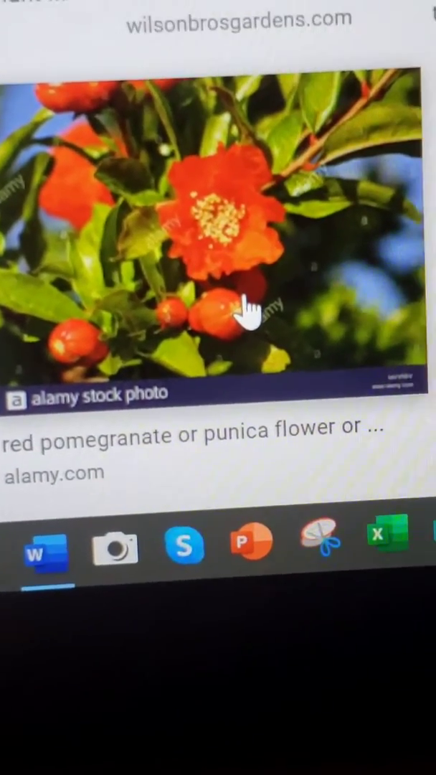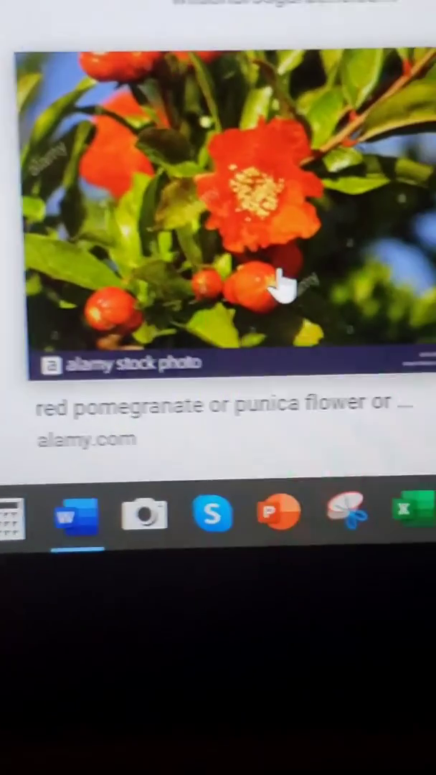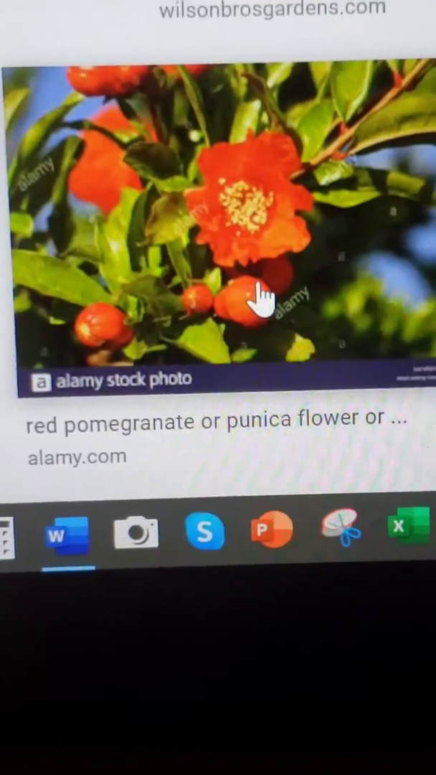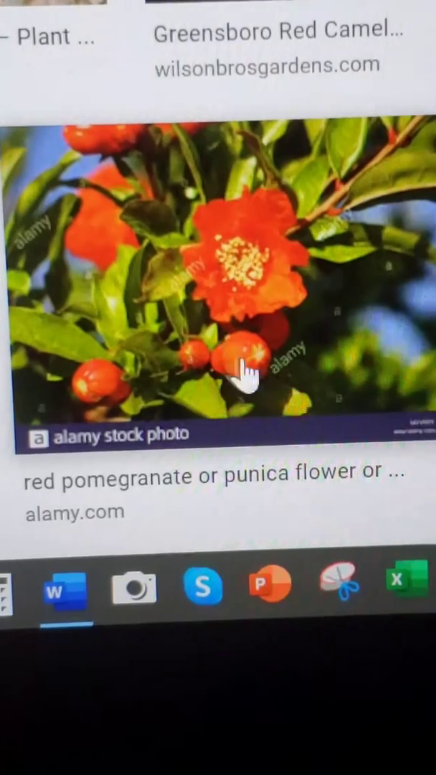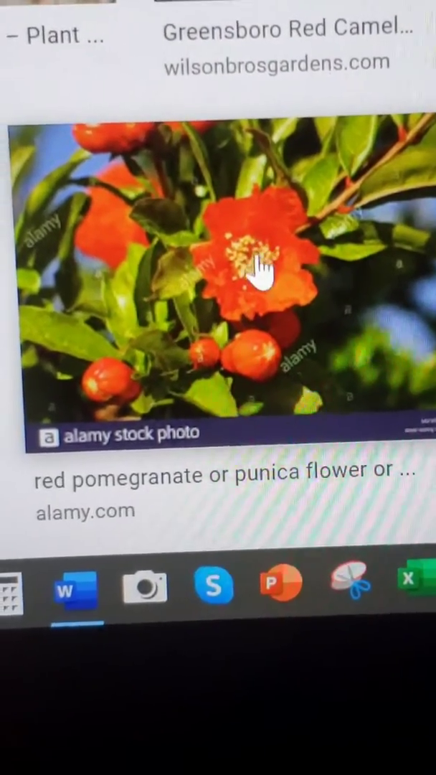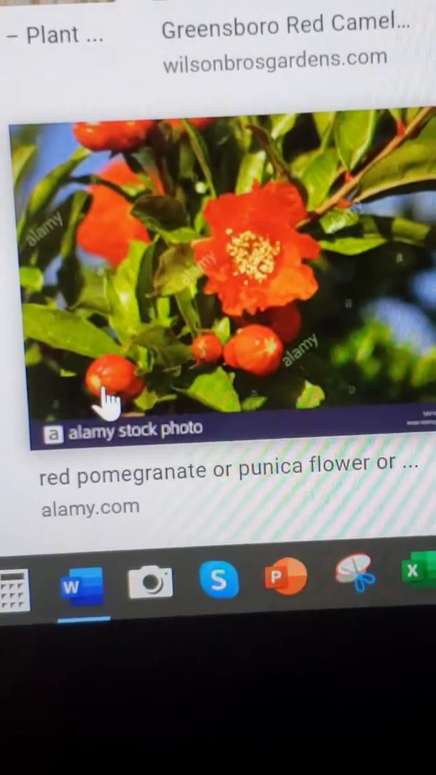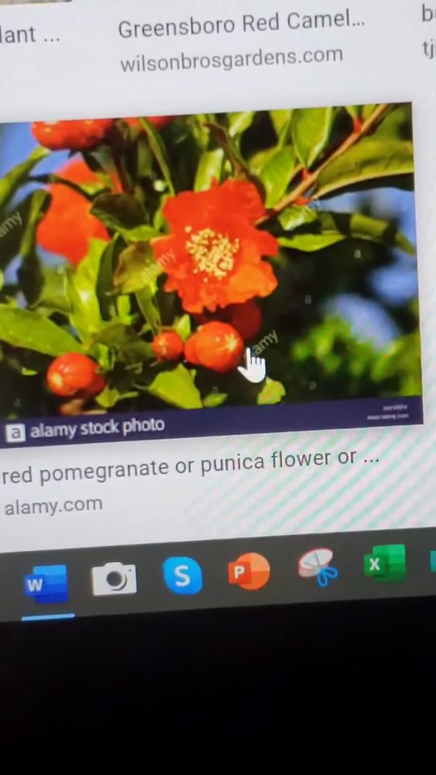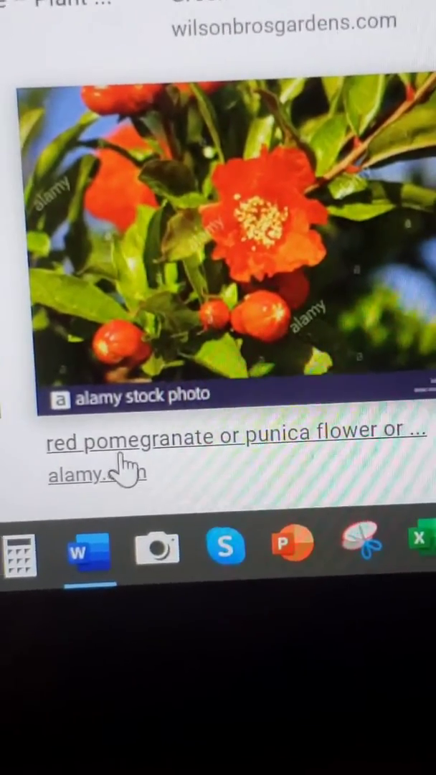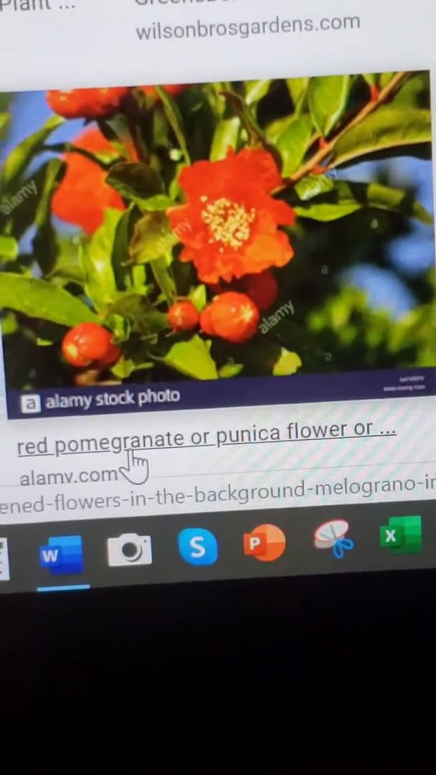Look at that. That looks exactly like the flowers, and those look like the flowers that are getting ready to bloom. And it says a red pomegranate.